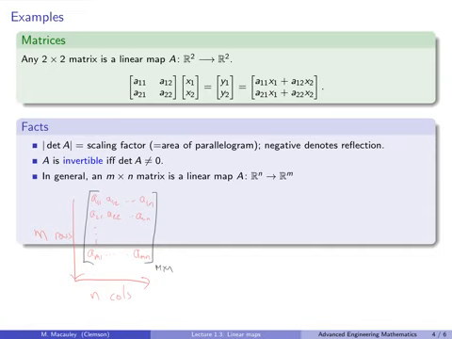So this represents a linear map from Rn to Rm. That means that we can multiply this by an n-dimensional vector. So this as a matrix is n times 1. So let's write this as x1, x2 to xn. And if we do that, well, what do we get? We get an m-dimensional vector.